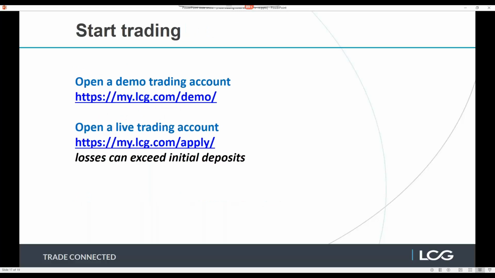If you haven't already done so, to follow along with this, you'd need a demo or live trading account. You can find those at this address here.